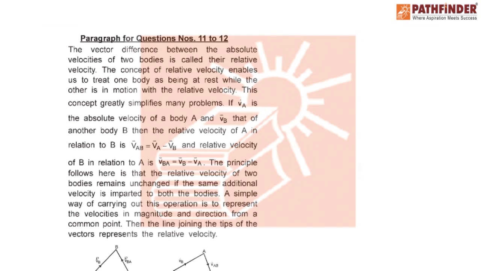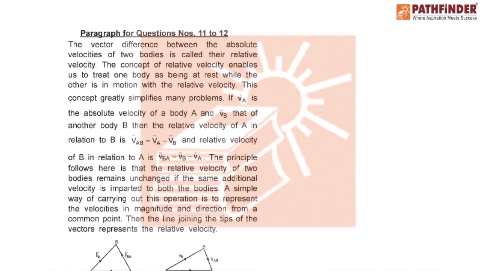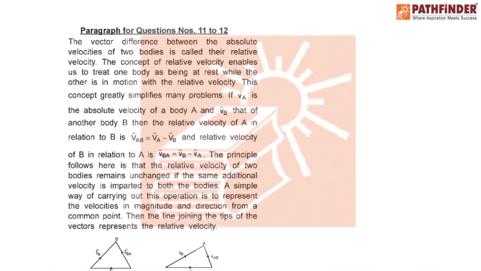Let us move to the next category of question, which is paragraph based questions. In case of JEE Advanced, some kind of paragraph type question is also asked. So this time we are given a paragraph. The vector difference between the absolute velocities of two bodies is called the relative velocity. The concept of relative velocity enables us to treat one body as being at rest while the other is in motion with the relative velocity. This concept greatly simplifies many problems.